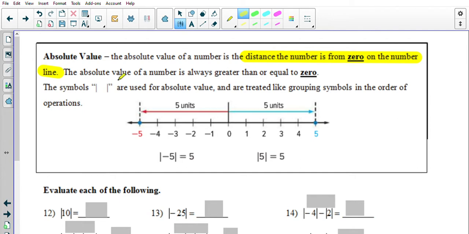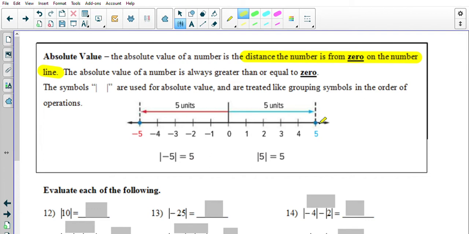The double bars that you saw in that last question are used for absolute value, and we treat them like grouping symbols in the order of operations. We introduced them in our last unit. So for example, if I have the absolute value of negative 5, that's 5. Why? Because negative 5 is 5 units away from 0 on the number line, as we can see right here. The absolute value of positive 5 is also 5, because that number also happens to be 5 units away from 0.